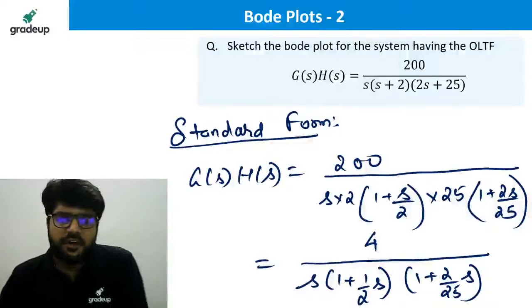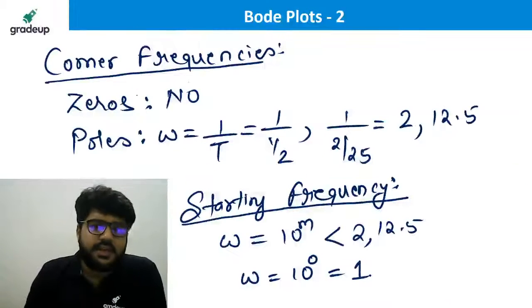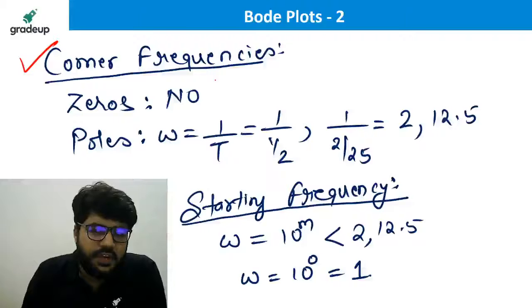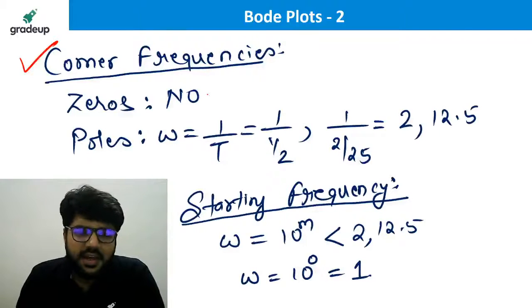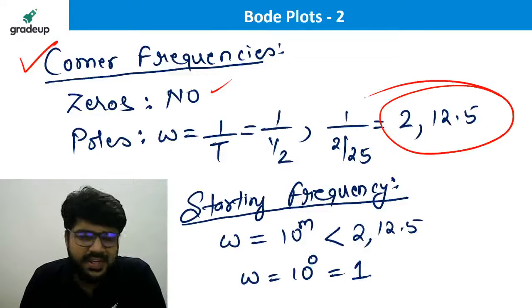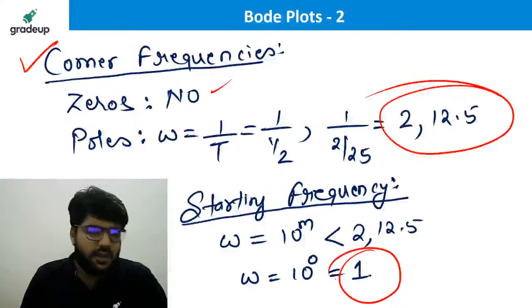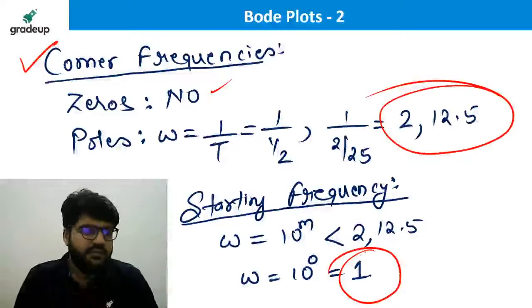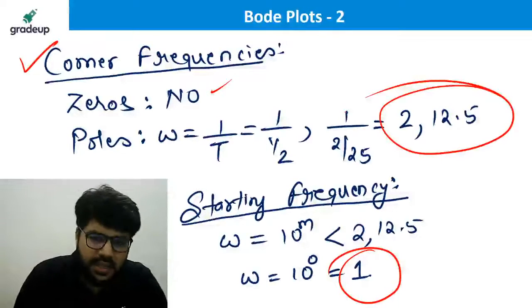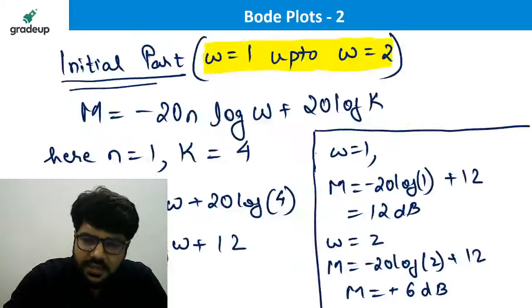So first of all, we converted the transfer function into standard form. These were the results. Then we determined the corner frequency. This is just reviewing quickly. There is no corner frequency due to the zeros, and there are two corner frequencies due to the poles, that is 2 and 12.5. Then we decided the starting frequency as 1. The rule was 10 raised to the power m less than all the corner frequencies.